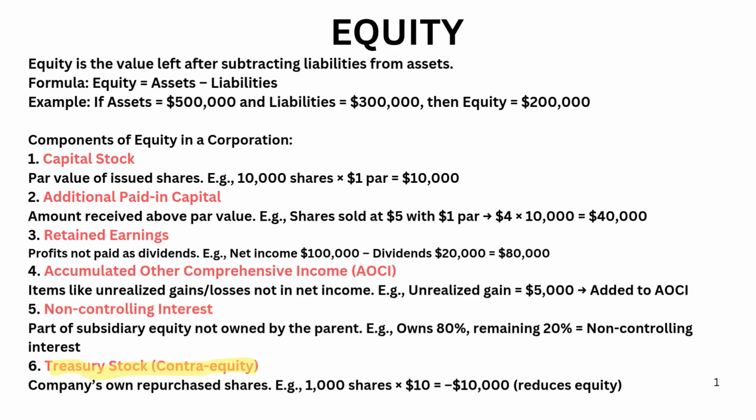6. Treasury stock. This is contra equity. This represents the company's own shares that it has bought back from the public. Example: the company buys back 1,000 shares at $10 each, that's $10,000. It's subtracted from equity, because it reduces ownership spread and available shares.